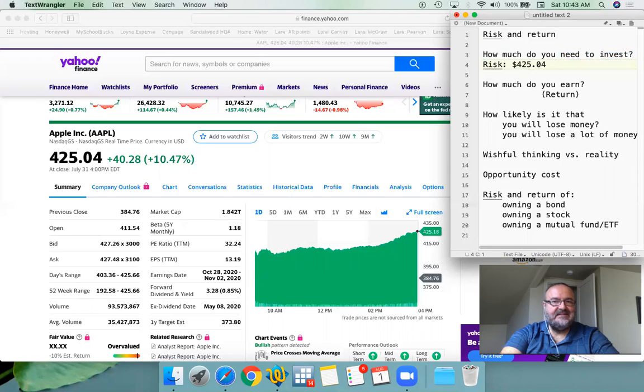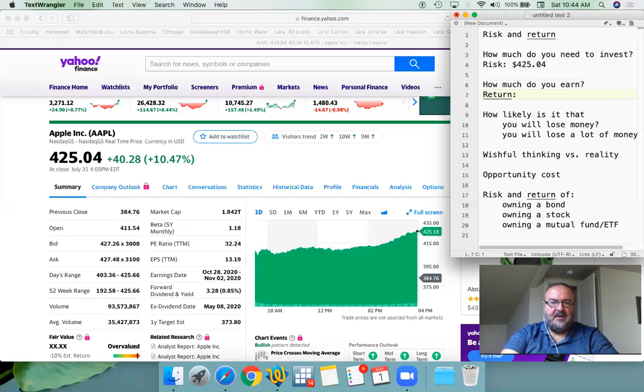But what you're risking is the $425.04. The level of risk, meaning how much you are going to lose and how likely is it that you're going to lose that, is your risk level. Now, how much do you earn? And that defines your return.